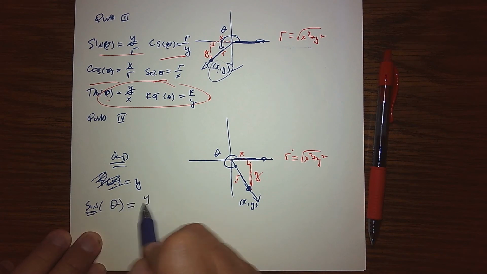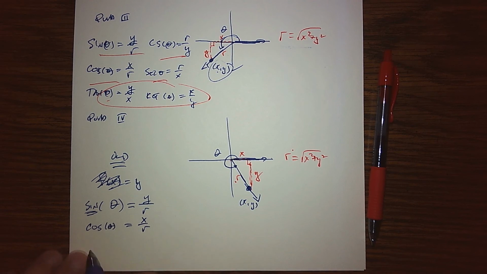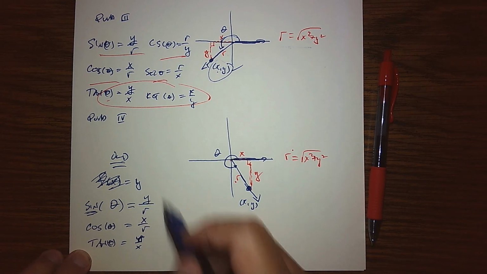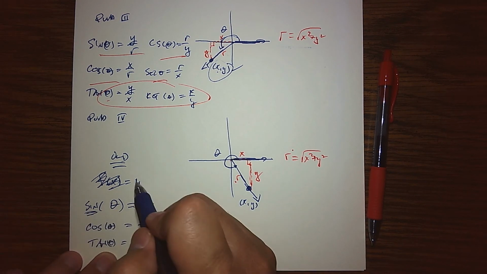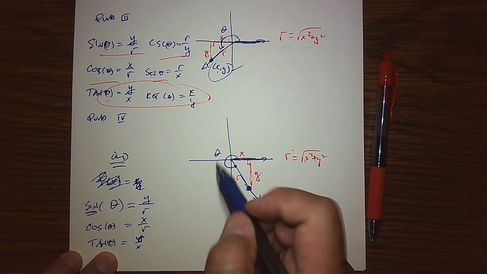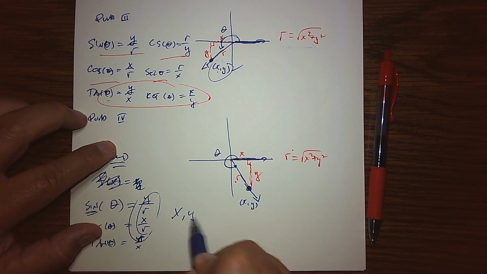Sine is always the y coordinate over the r. And the cosine of that angle is always going to be the x coordinate over the r. And the tangent is always going to be the y over x. And of course then we have the other 3, which I'll leave without naming. And so the output is no longer just y. The output is some ratio of x, y, and r.